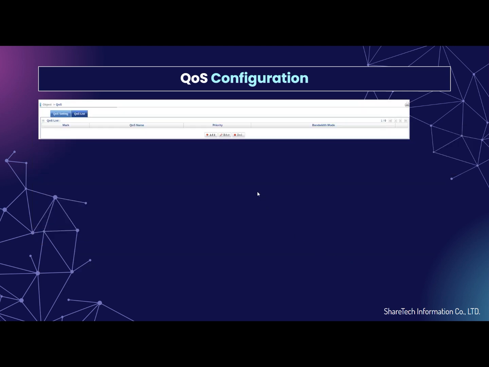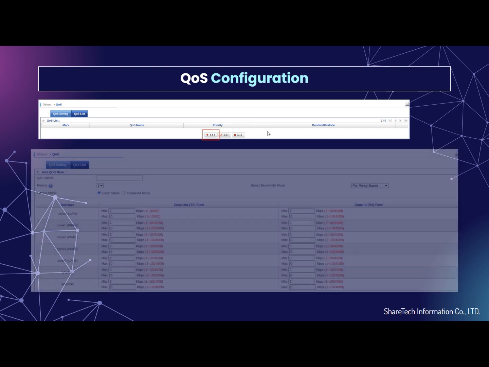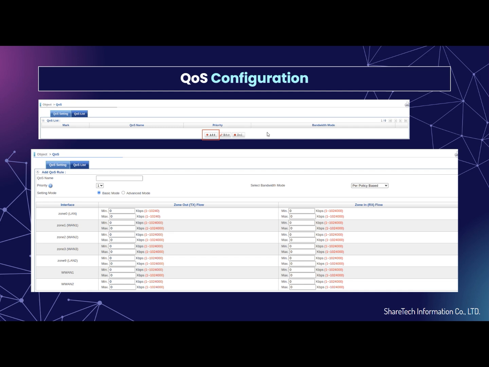If you want to add a new QoS list, just click Add to include it. And the maximum value in the QoS list depends on the QoS settings. Therefore, my LAN is limited to a maximum of only 10 megabits because my QoS setting has restricted it.